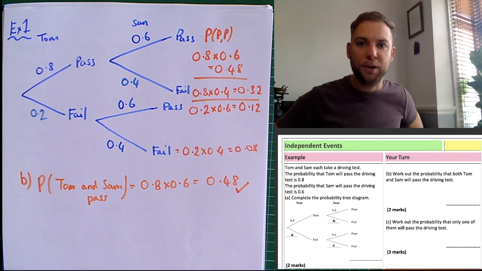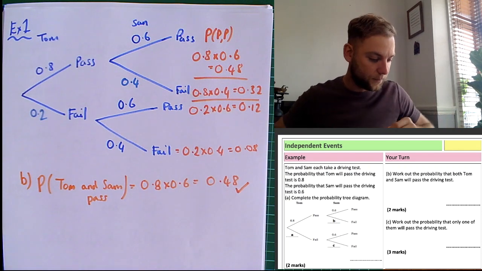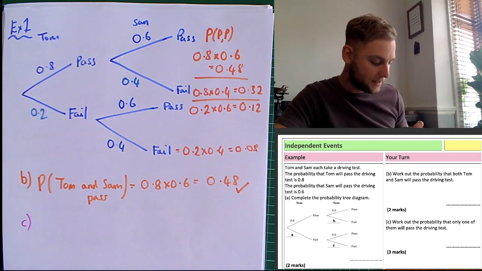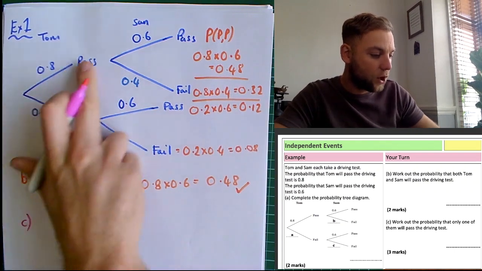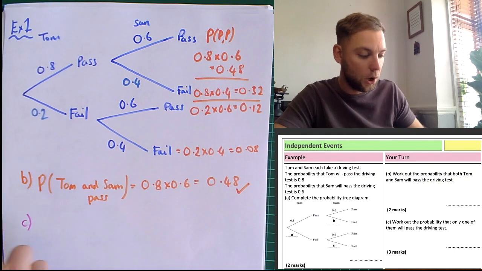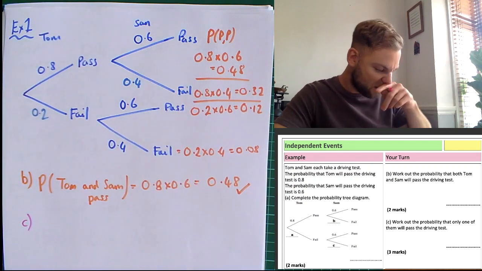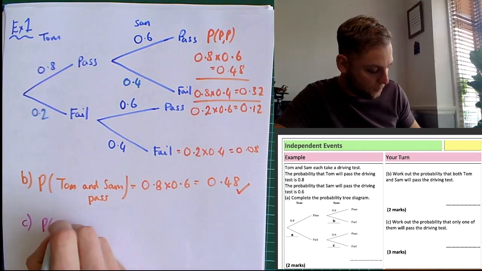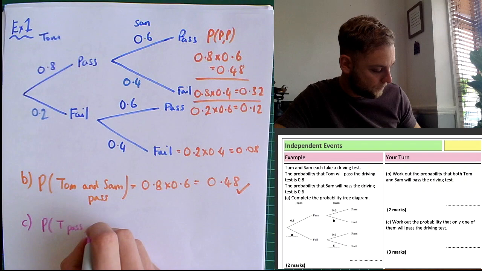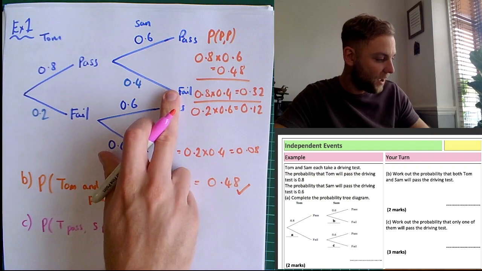Well, now this one here is a little bit trickier. And the reason this one's a little bit trickier is because there's more than one occasion that this happens. So for part C, the probability that only one of them will pass, well, there's two different options for this. It's either Tom passes and Sam fails, because it says only one of them passes, or Tom fails and Sam passes. So your two different options are Tom pass and Sam fail, okay, which we've already worked out.